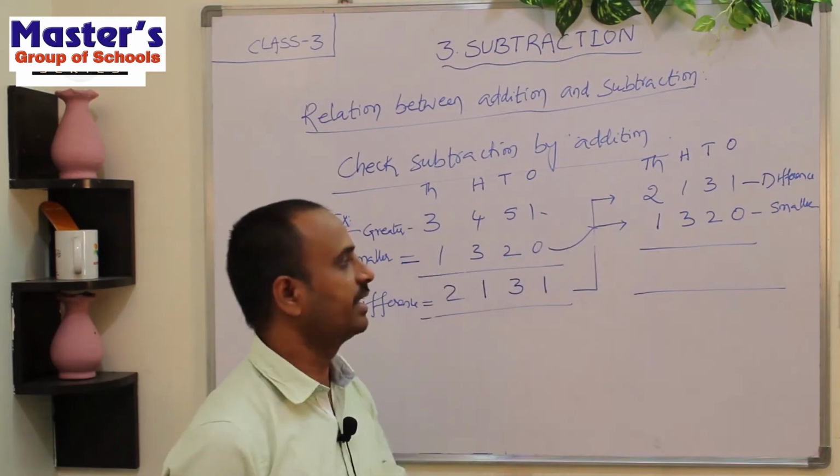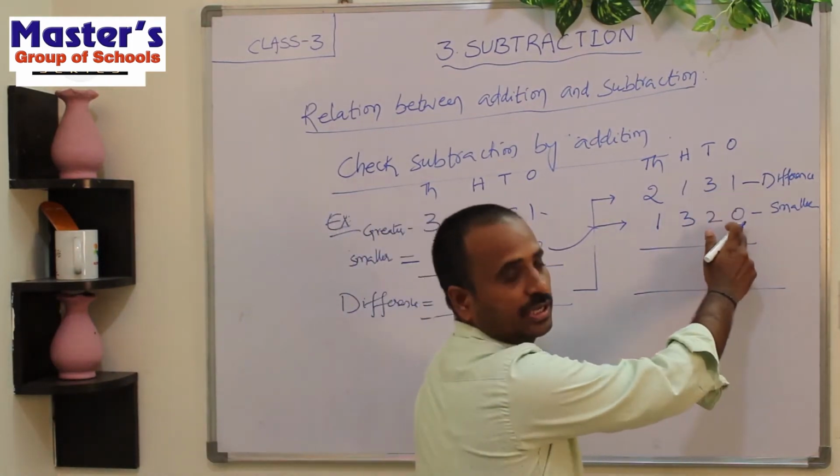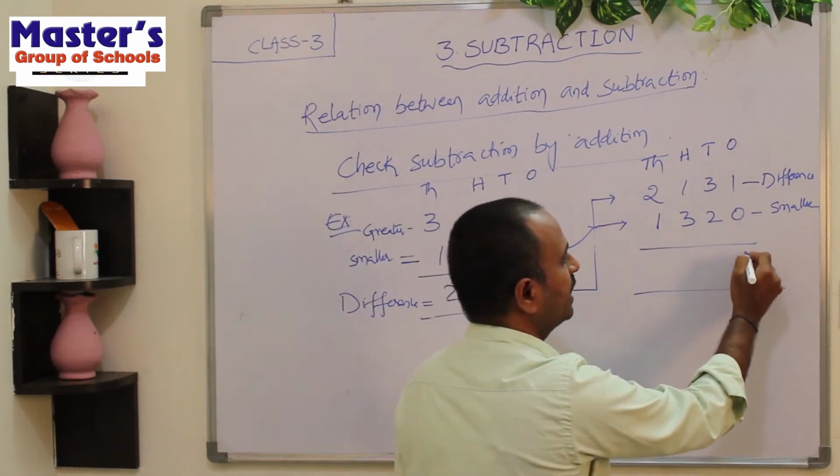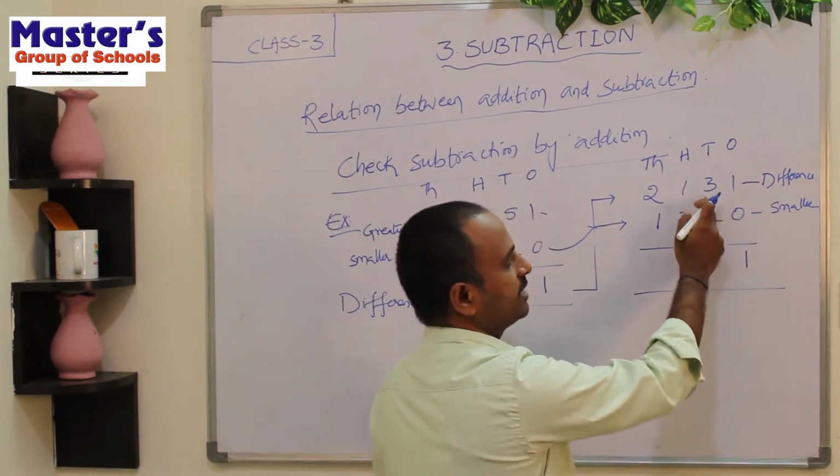Then our subtraction will be correct. So add 1 plus 0. If we add 0 to any number, we will get the same number, 1. Now go to tens place.